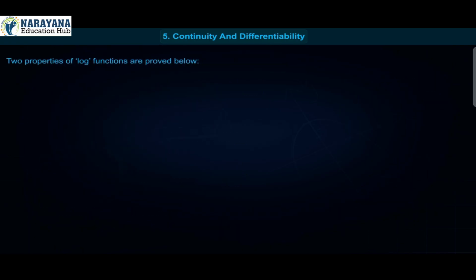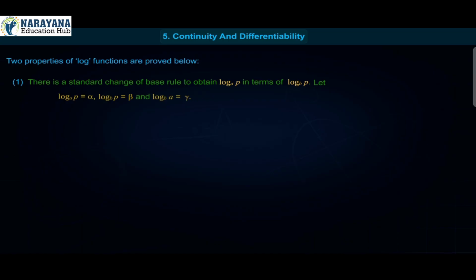Two properties of log functions are proved below. Number 1. There is a standard change of base rule to obtain log of p to base a in terms of log of p to base b. Let log of p to base a be equal to alpha, log of p to base b be equal to beta, and log of a to base b be equal to gamma. This means a raised to alpha is equal to p, b raised to beta is equal to p, and b raised to gamma is equal to a.